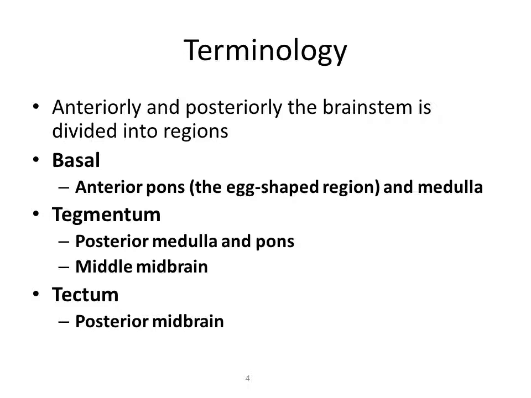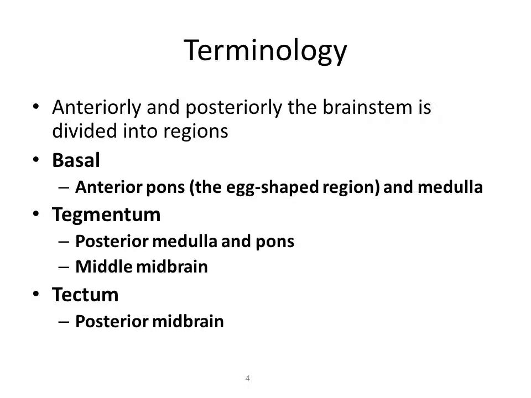The tegmentum is behind that. So the more dorsal or posterior aspects of the medulla and the pons, for the pons that was colored green in the previous picture, is known as the tegmentum. In the midbrain, this is the middle portion of the midbrain. And then in only the midbrain, we have another section called the tectum. The most posterior or most dorsal aspect of the midbrain is the tectum.